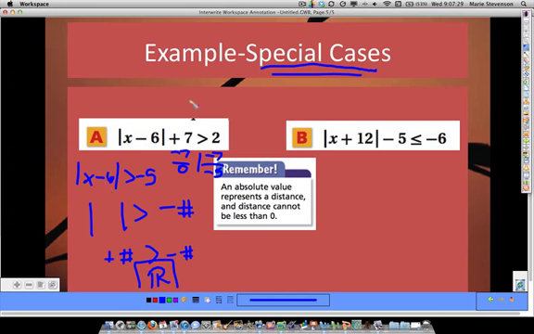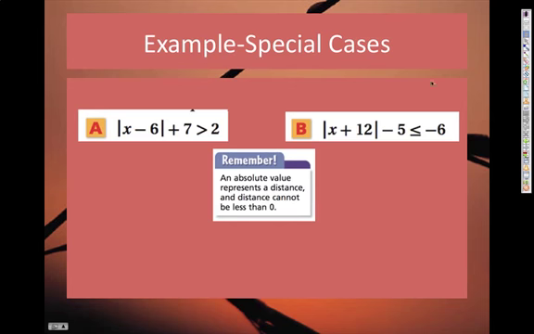Let's check. Let's say I want x equal to 2. So I would go 2 minus 6. I would get negative 4. But the absolute value of negative 4 is positive 4. There you go. You can pick anything you want. It'll work. Alright, let's do the second one.